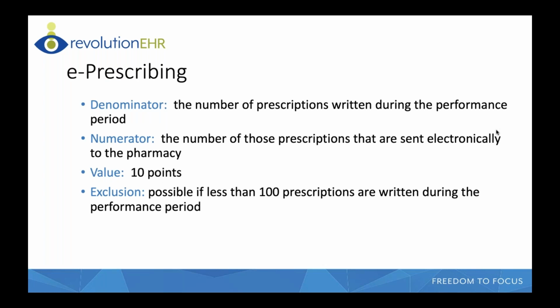This is the first numerical measure. The intent here is obviously to increase efficiency and safety, because if we are entering prescriptions in a computer and transmitting those electronically to the pharmacy, there aren't going to be transcription errors. Plus, being in a computer system, it becomes a lot easier for drug-to-drug and drug allergy interaction checks during that prescribing process. The denominator here is going to be the number of prescriptions that you write during your performance period. And the numerator is going to be the number of those prescriptions that are ultimately sent electronically to a pharmacy. This measure is worth up to 10 points.